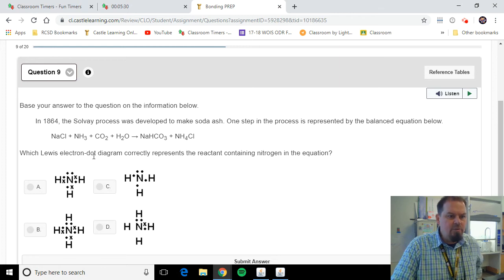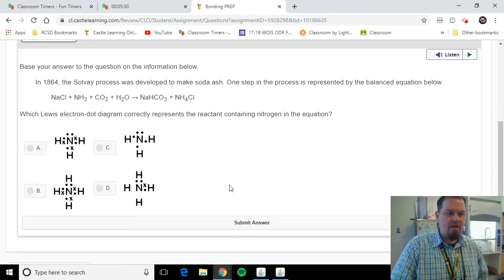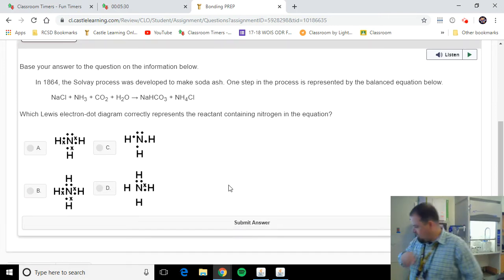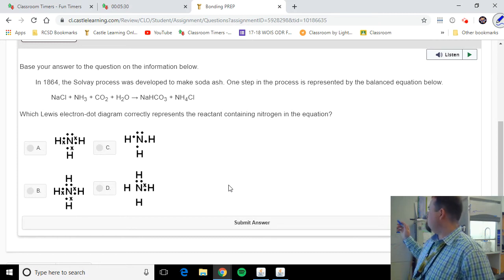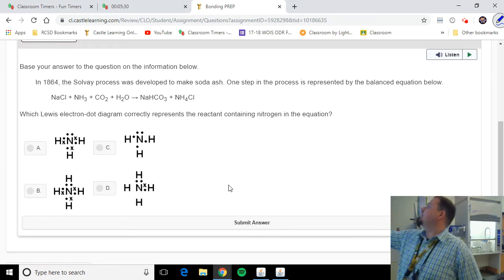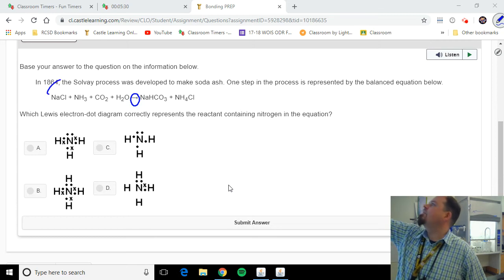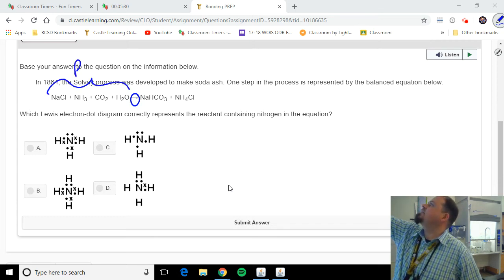Okay, which Lewis dot diagram correctly represents the reactant containing nitrogen? So this is a tough question to put in this because we don't know yet reactants and products. But the key is this arrow. And so everything on this side is reactants.